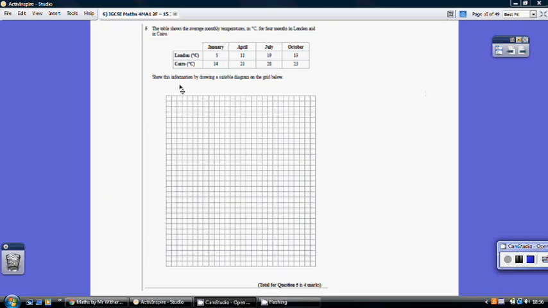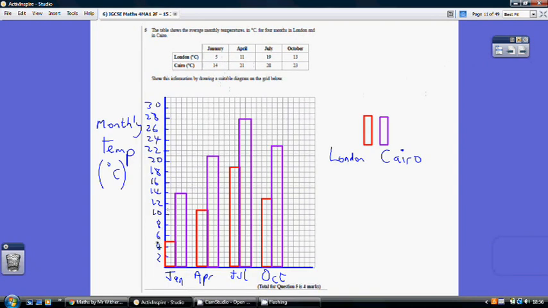Question 5. Well, this says to draw a suitable diagram. There are a number of diagrams allowed, but I think the most sensible one to do is a bar chart and then just have different bars, so do a dual bar chart. So I've chosen to do my London ones in red and my Cairo ones in purple. So I've just set up my y-axis for temperature to go all the way up to the biggest temperature, which is 28. So one square fitted nicely for that.